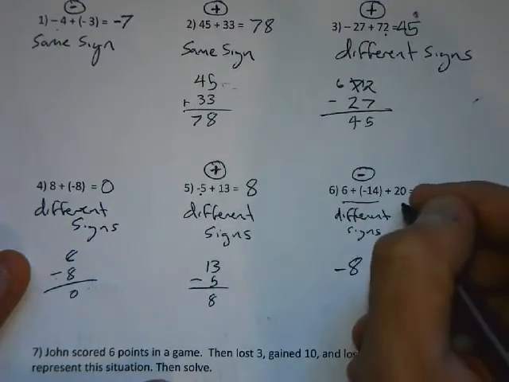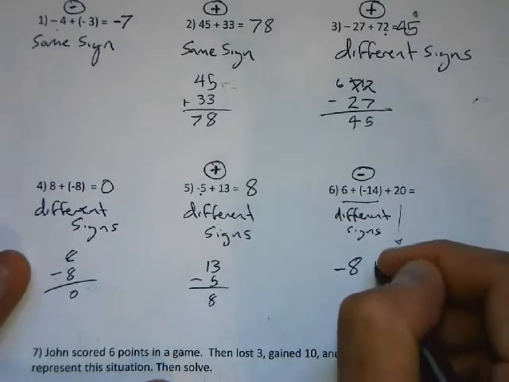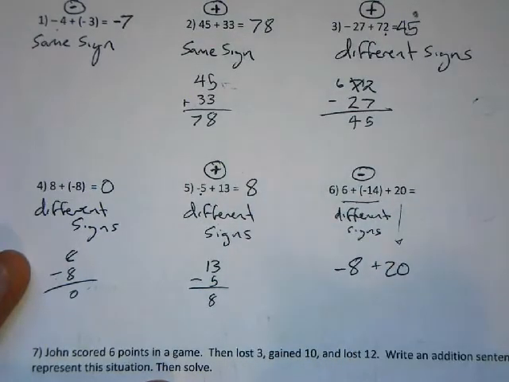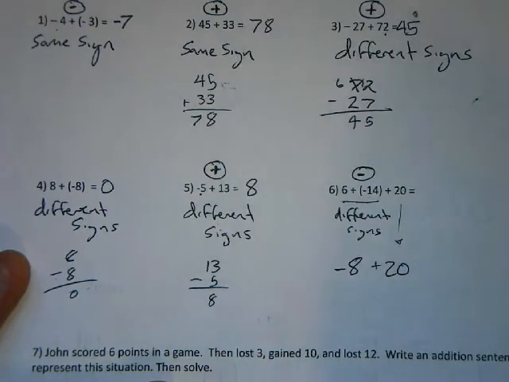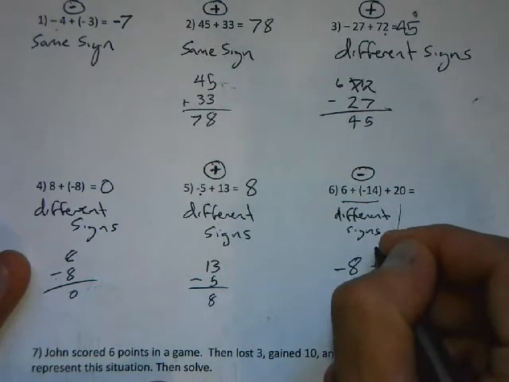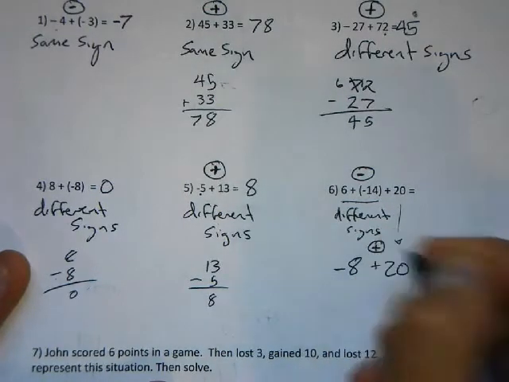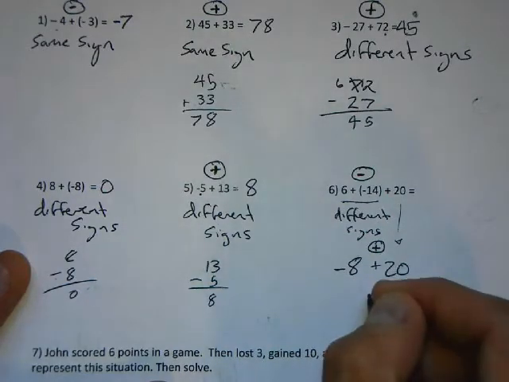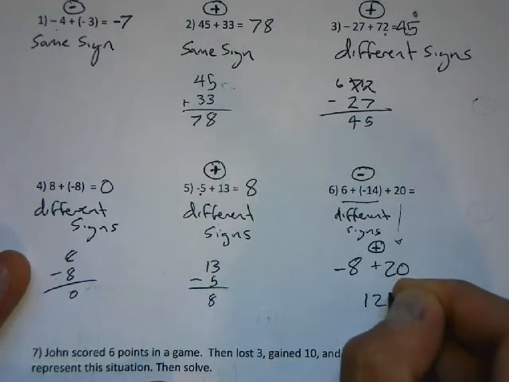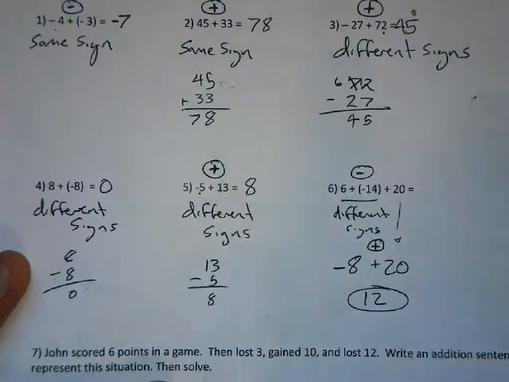I'm not done though, because I've got to bring this down and continue. So I've got -8 plus 20. -8 has an absolute value of 8, and 20 has an absolute value of 20, which means this is going to be positive. And now I'm going to do some subtraction. 20 minus 8 is 12, which means the answer is 12.